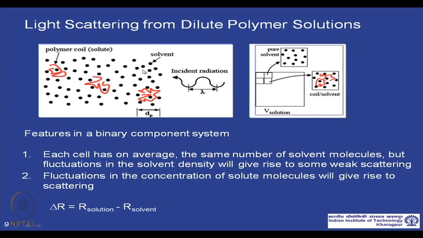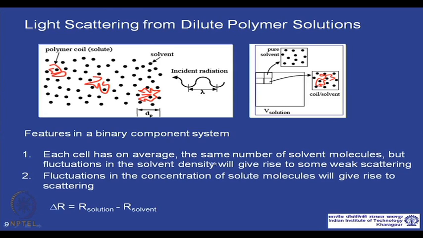any particular area from this solution, which contains pure solvent and another part that contains the solute and the solvent. So, each cell on an average, these are the assumptions we are taking, on the basis of which we will formulate these scattering equations.